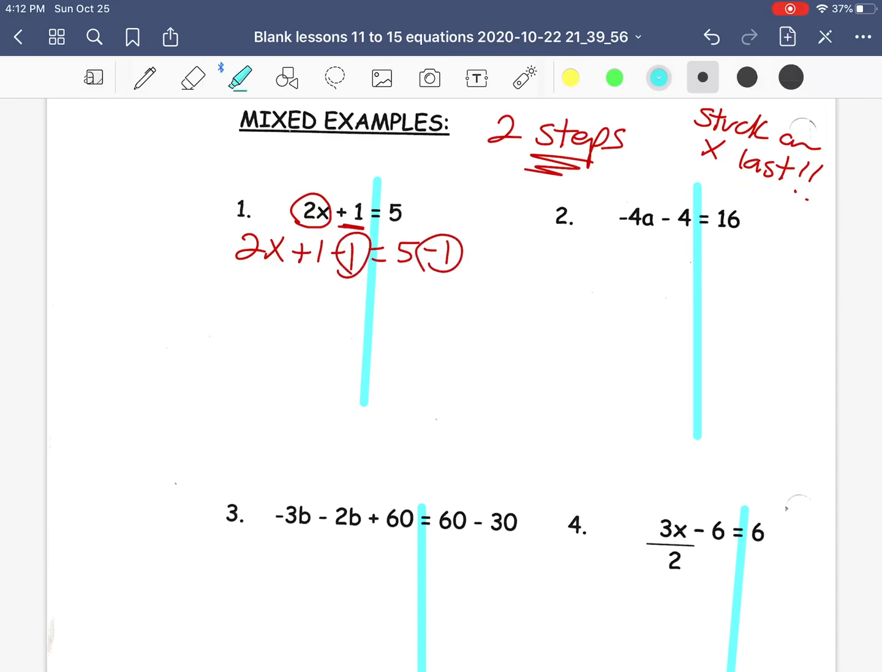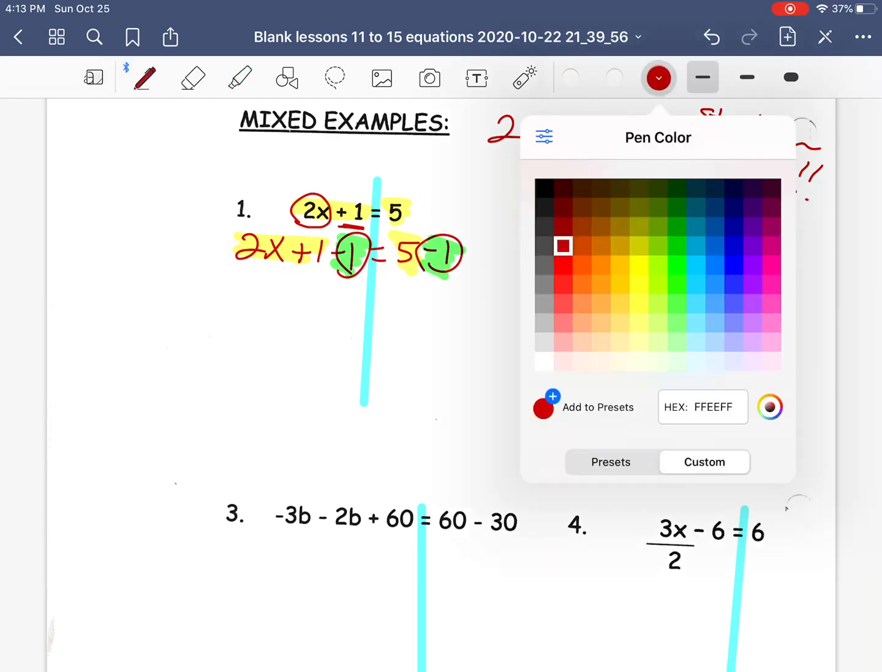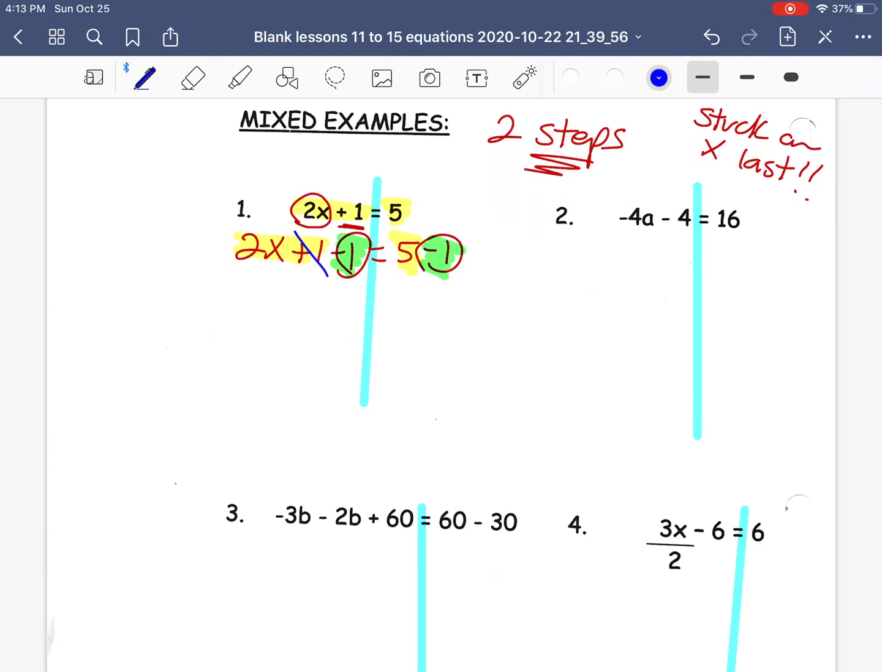So notice how this is exactly the same as this. This is exactly the same as this. The only thing that got changed was negative 1 on each side. And you're picking on negative 1 because you really want positive 1 gone by putting a negative 1. So 2x, 1 and 1 are gone. 5 minus 1 would be a 4 here.